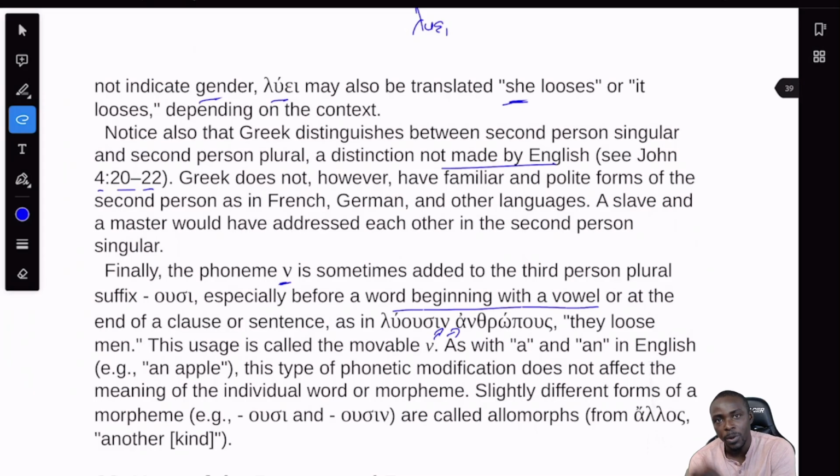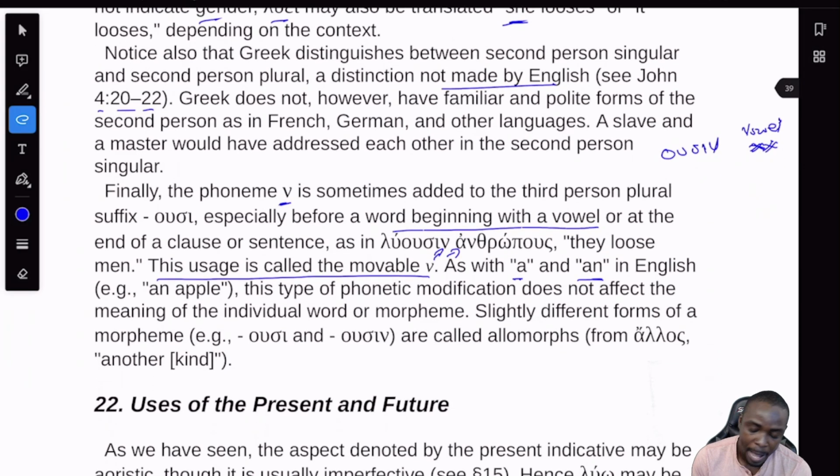If the following word begins with a vowel, an N is added when you're dealing with the third person plural. Usi. So remember, third person plural is O-U-S-I, right? And if there's a vowel that begins the next word, then you're going to add an N right there. So you get usin. Pretty much what he's saying. So this usage is called the movable nu, as with a and an in English. An apple. This type of phonetic modification does not affect the meaning of the individual word or morpheme.